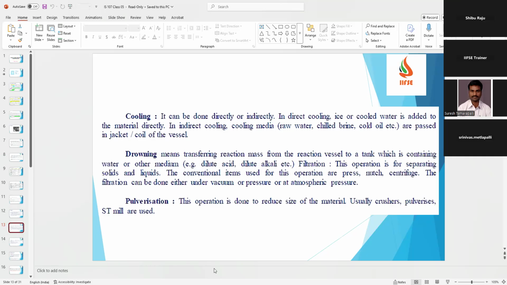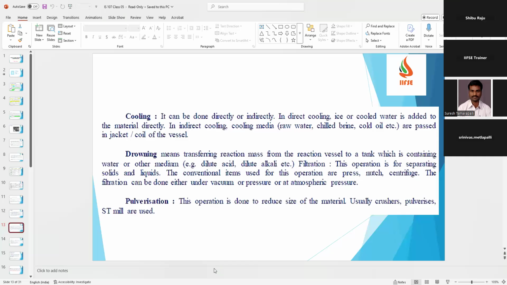And drowning means transferring the reaction mass from the reaction vessel to the tank. Drowning means taking the final material or maybe intermediates from the reaction vessel. For example, you have done your reactions in the reactor, then after that you take it to the storage tank, which contains water or another medium, for example dilute acid or dilute alkalis.